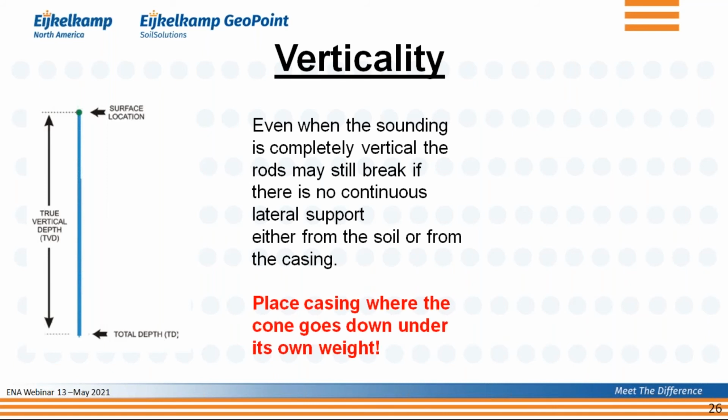An easy rule of thumb is, if you just let your cone go down on its own way, so that you don't have to push. Because let's face it, if you go through water, the cone will go down all by itself. If it's very soft soil, the cone and the rods on top of it will go down all by themselves. As long as it goes down on its own weight, you need to push casing. So you let it go down on its own weight. And when you need to begin pushing, that is the time that you stop your CPT, you place your casing so that you have the lateral support.